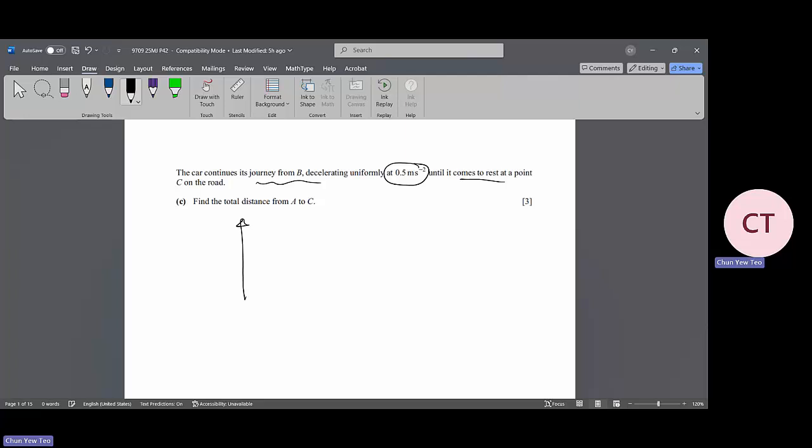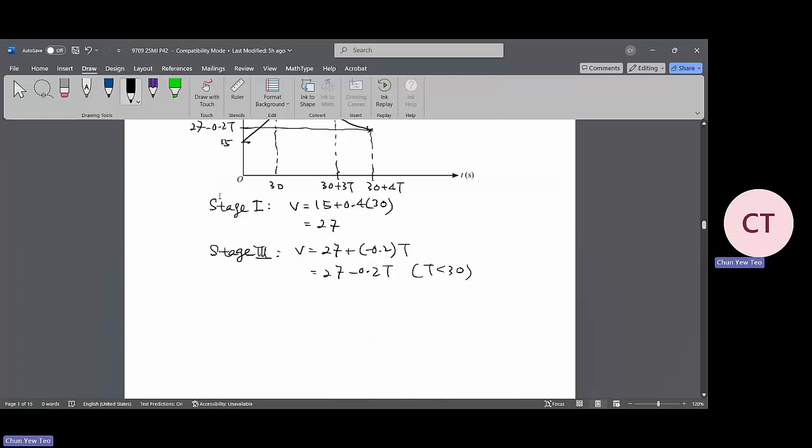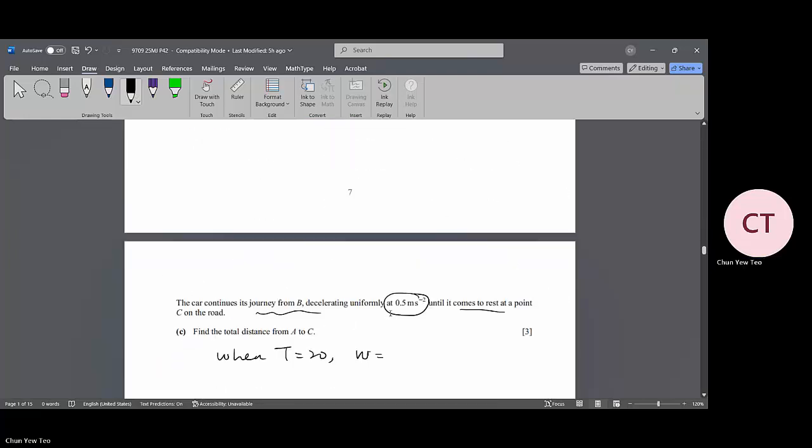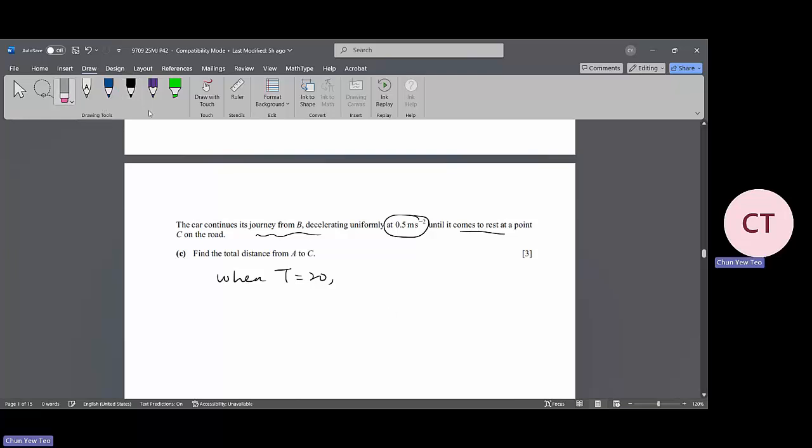So that means we continue from the graph. When d is equal to 20, we need to find this value, let's call it W. We are using these equations. Change the d to become 20, and you get 23. So we have v equal to 23.